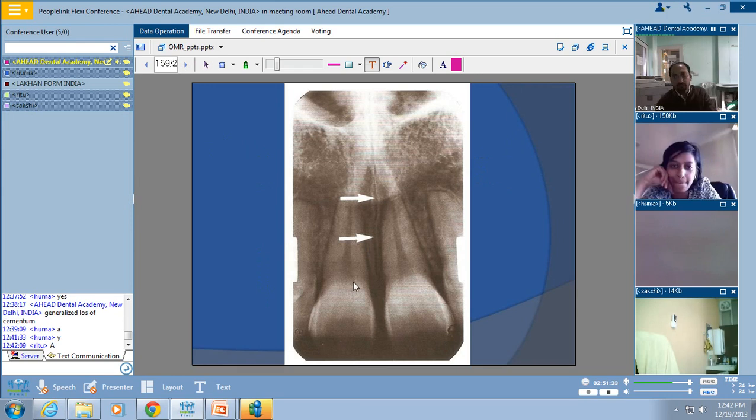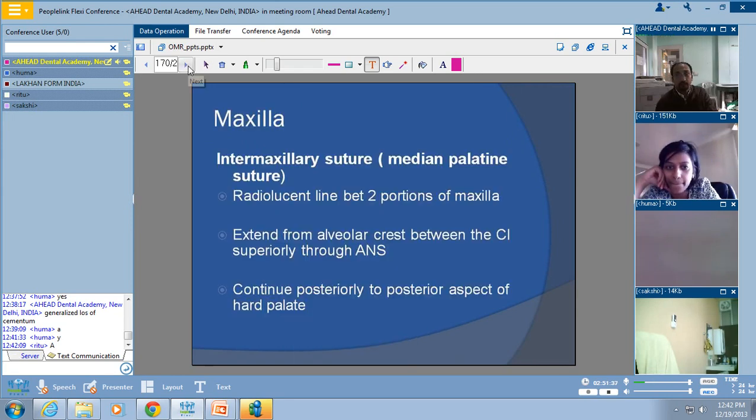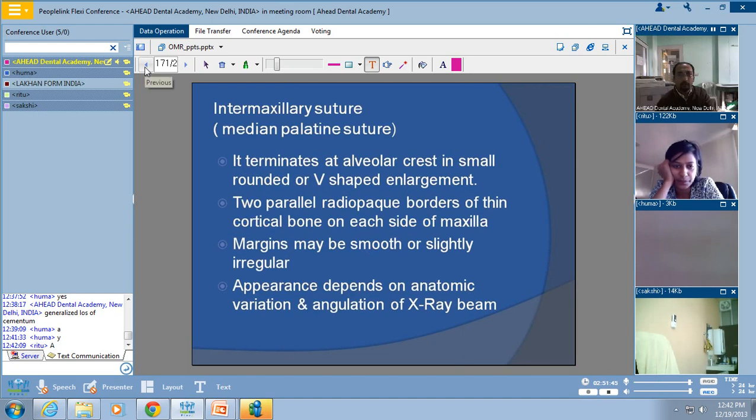Maxilla, well, we all know what the intermaxillary suture is. I'm not going into that detail. I think all of you know it, so I'm not going into detail. Do you want me to go into detail about this? No need. The median suture.